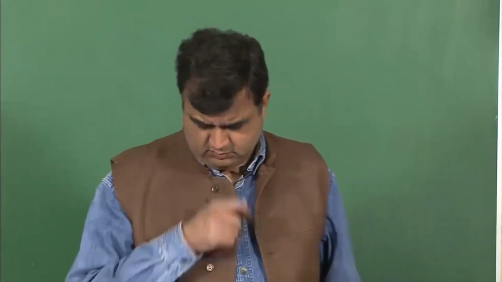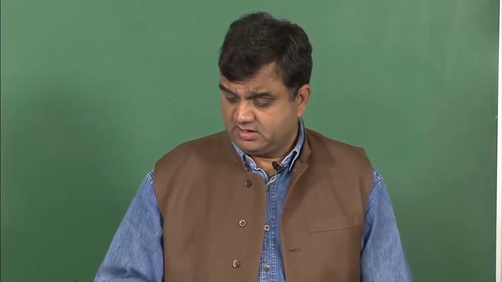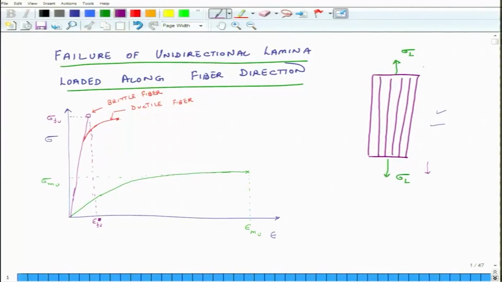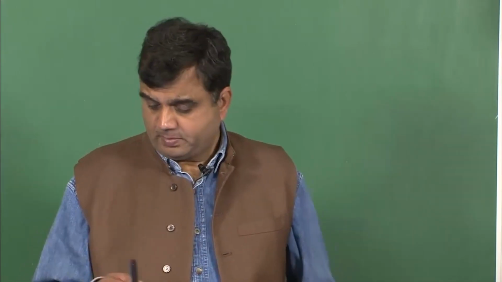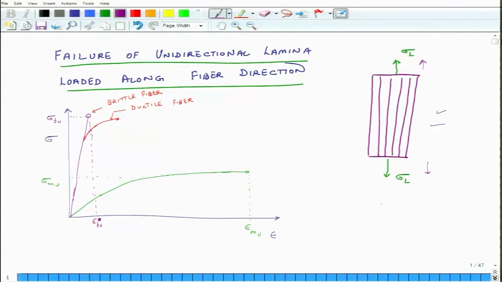So, with that understanding, when I am pulling this material in the length direction, what will happen? The fiber starts becoming longer and the matrix also starts becoming longer, but once the strain in the fiber reaches its breaking point, the fiber will fail. The fiber will fail, and so consider this.